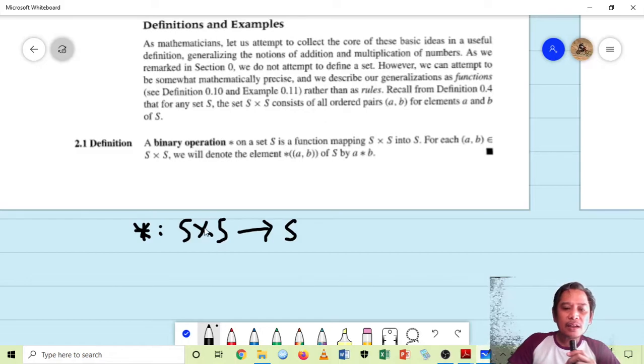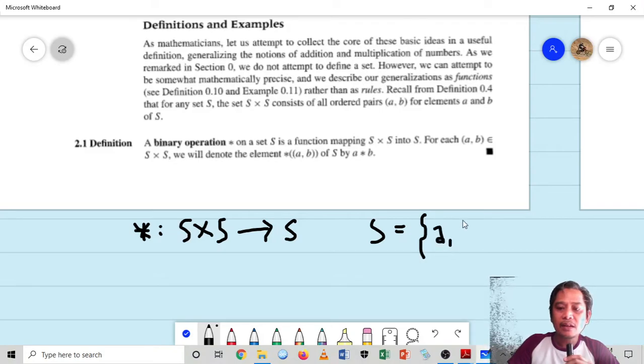Recall that the cross product S cross S will be composed of ordered pairs of elements in S. So for example, let us take S to be the set containing A, B, and C.